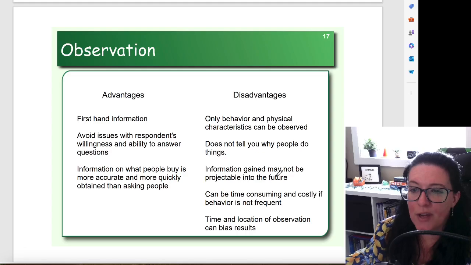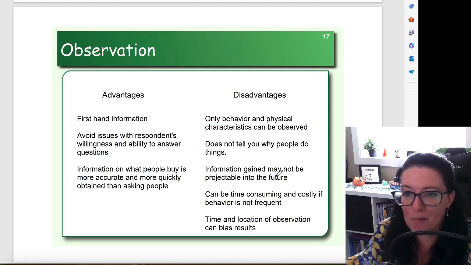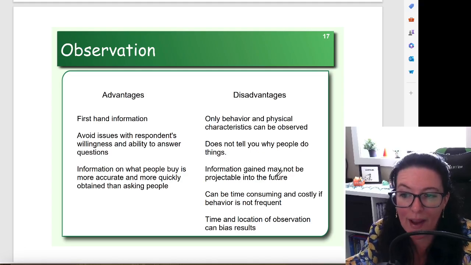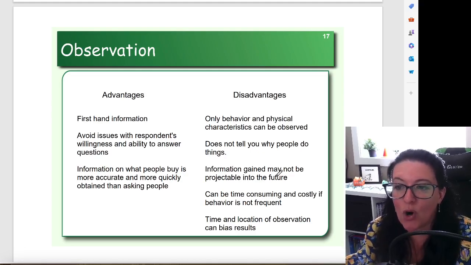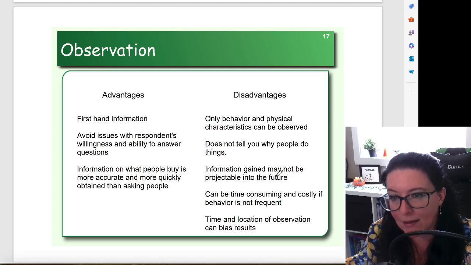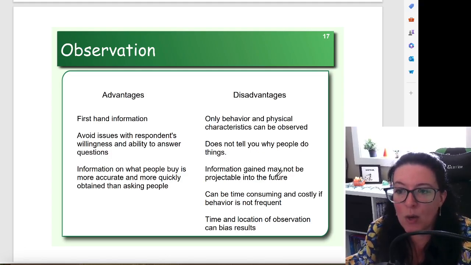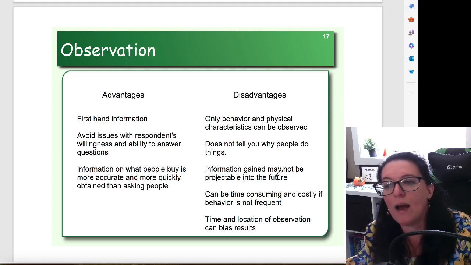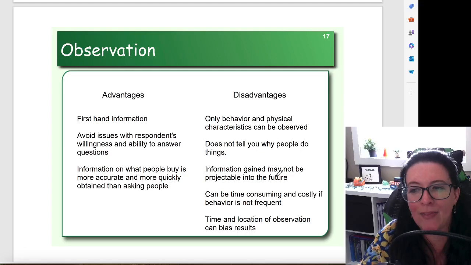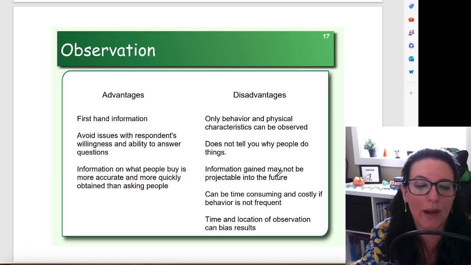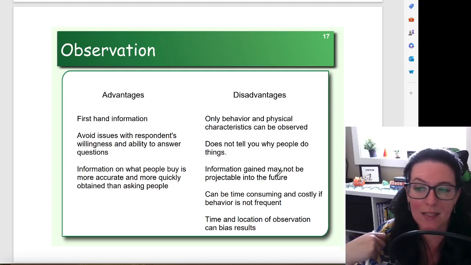So why do we want observational research? It gives us firsthand information. It avoids issues where respondents are not willing to answer or unable to answer, where it's things that they can't recall. It's things that are so routine that they really don't think about, they just do automatically. It'll give us information on what people truly do. So on what people buy, where they focus their time and their effort. And it's quicker to obtain that information about behavior than it is to ask people to recall their behavior. So it's increased accuracy and information quicker by just observing them doing it rather than asking them to remember doing it.